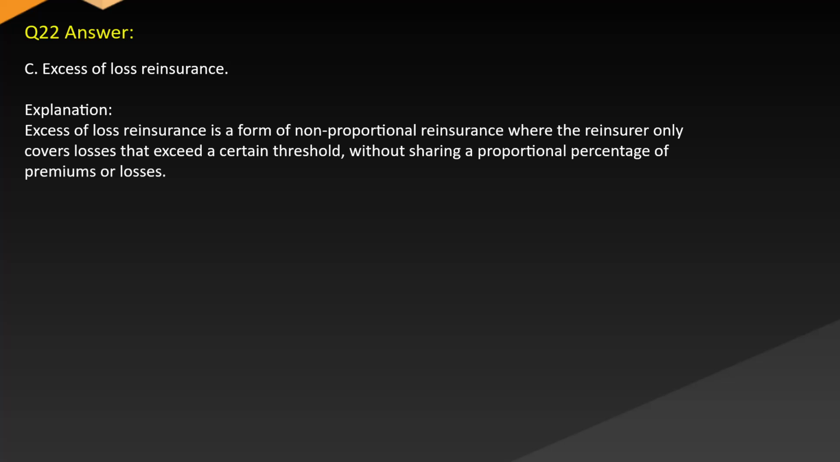Answer: C. Excess of loss reinsurance. Explanation: excess of loss reinsurance is a form of non-proportional reinsurance where the reinsurer only covers losses that exceed a certain threshold without sharing a proportional percentage of premiums or losses.